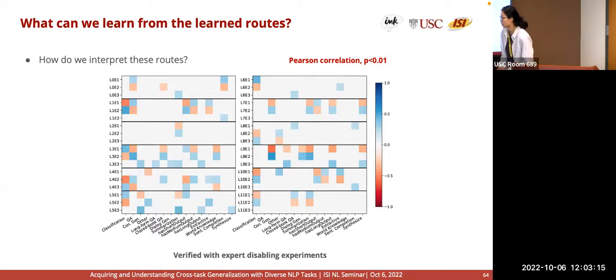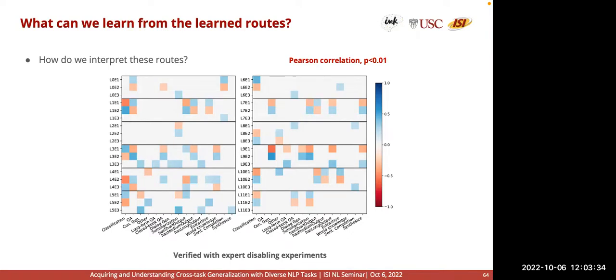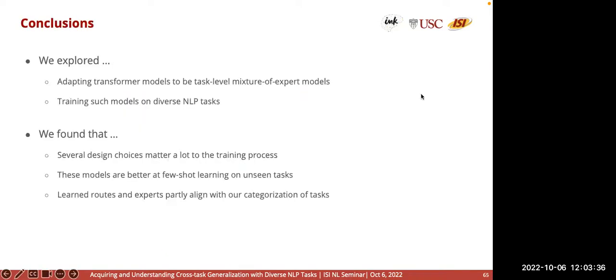These are verified with some expert disabling experiments. We take out this expert and ask the model to do inference, and we find the performance drops a lot. So that's how we find out they are indeed doing something for that specific category of tasks. Cool.